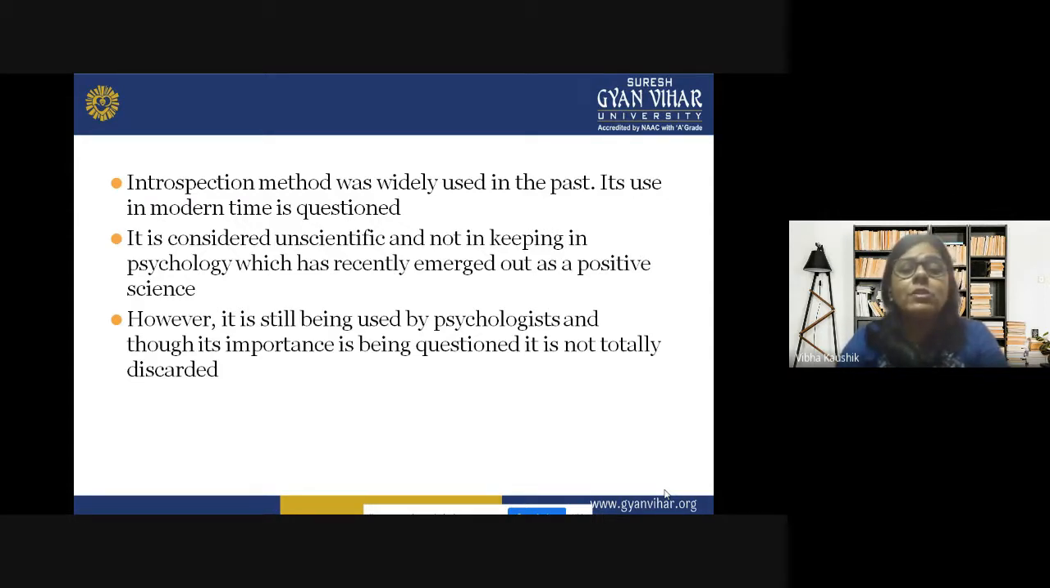However, it is still being used by psychologists. Though its importance is being questioned, it is not totally discarded. We cannot totally discard the introspection method.